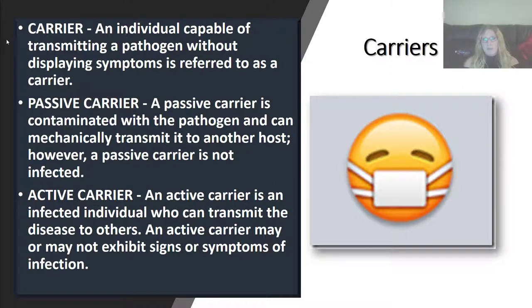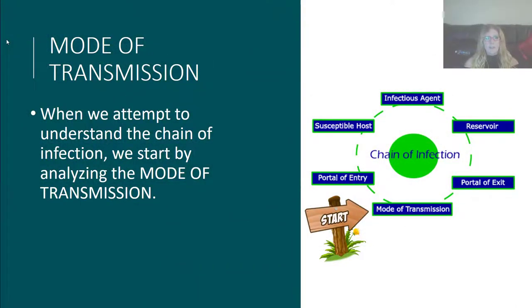Carriers. A carrier is defined as an individual that is capable of transmitting a pathogen without displaying symptoms. There are two types of carriers: they could be passive or active. A passive carrier is contaminated with the pathogen and can mechanically transmit it to another host. However, a passive carrier is by definition not infected. An active carrier is an infected individual who can transmit the disease to others. An active carrier does not necessarily have to display any signs or symptoms of the infection, but they are indeed infected. That's the difference between a passive and active carrier.